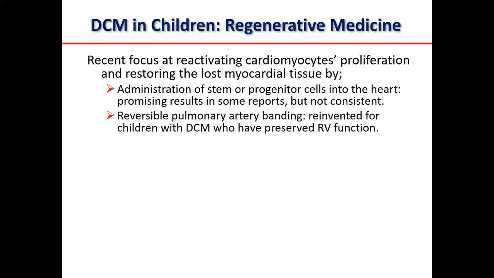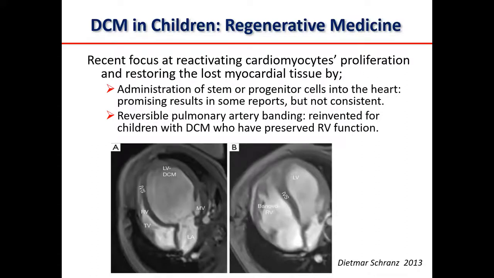What is now being done more and more is reversible pulmonary artery banding. This has been kind of reinvented for children who have dilated cardiomyopathy, LV dysfunction, but have preserved RV function. And this is the data that was first shown by Dr. Deitmar, where he showed that once the pulmonary artery banding was done, the left ventricle, which was so huge and poorly contracted, really reduced in size.